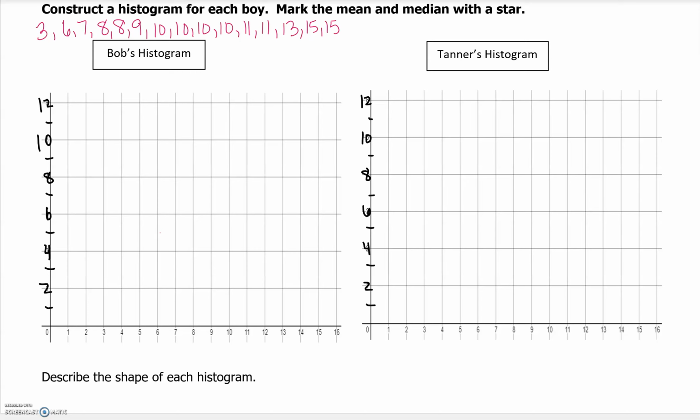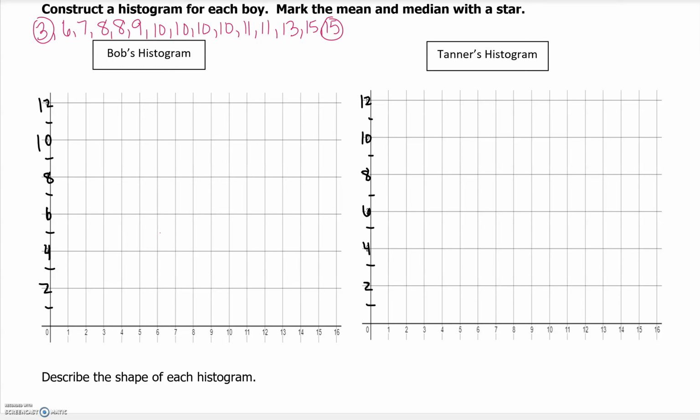Welcome back to Day 3, Part 2 notes, where we're going to start constructing a histogram for each of the players. So notice I've already rewritten Bob's points per game at the top in order from least to greatest. In order to draw a histogram, I'm going to need to look at the lowest and highest number in the data set. So here I have the lowest number 3, and the highest number is 15.